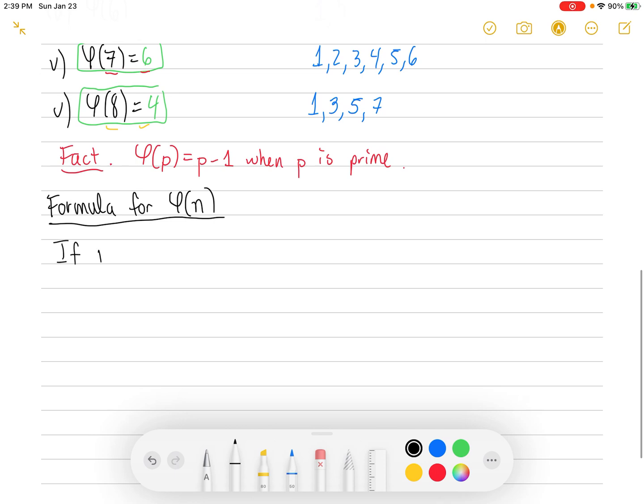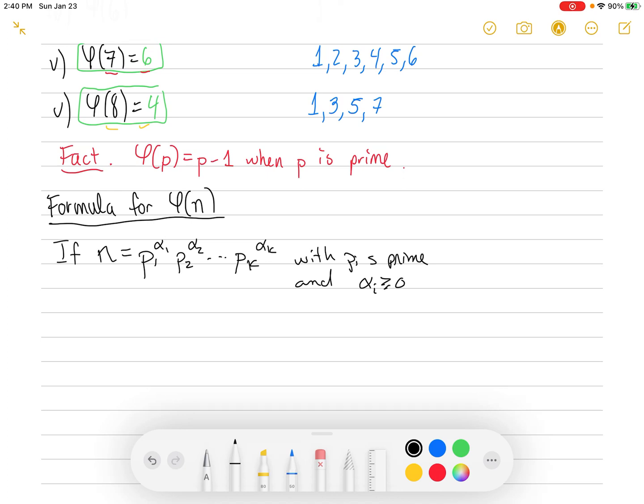And it goes like this. If n, remember n's a positive integer, is factored into a prime power factorization p1 to the alpha 1, p2 to the alpha 2, through pk to the alpha k. Remember, the pi's are prime, and the alpha i's are positive integers. And then here's the formula.